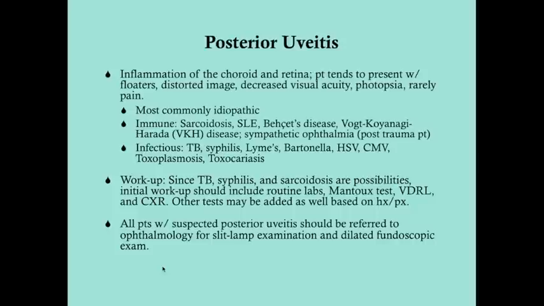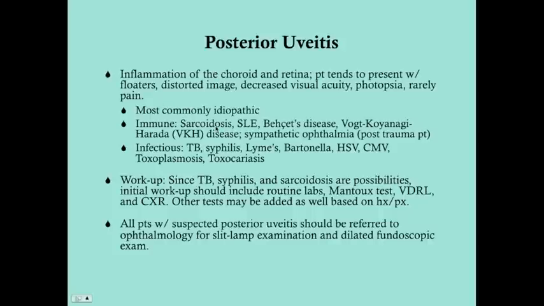Posterior uveitis is an inflammation of the choroid and retina. Here the patient tends to present with floaters and severe visual issues, so they'll have distorted images, decreased visual acuity, photopsia because you're affecting the nerve cells in the retina, and then rarely pain. Pain doesn't tend to be something you see with posterior uveitis. The symptoms with posterior uveitis are primarily visual.